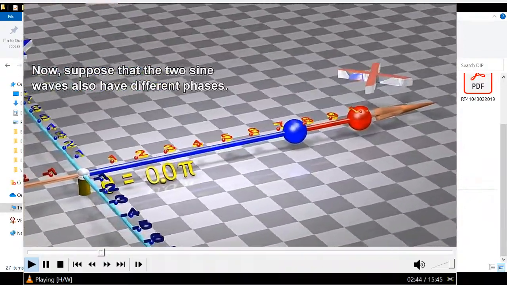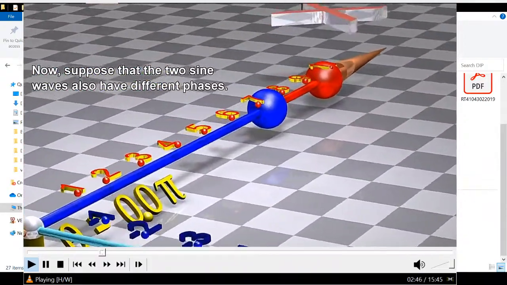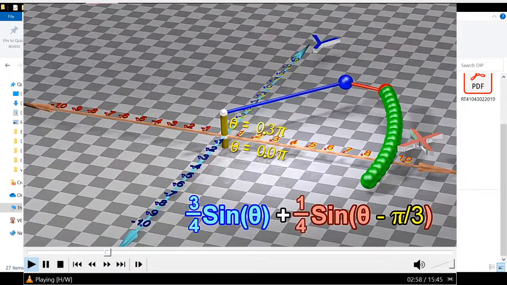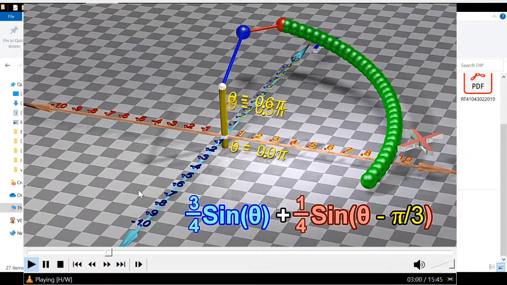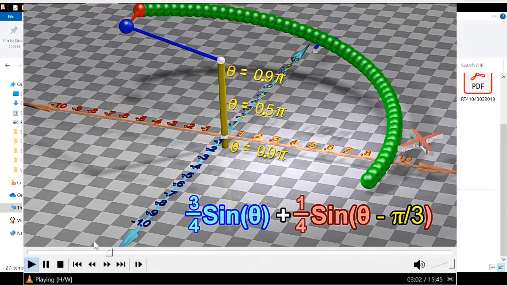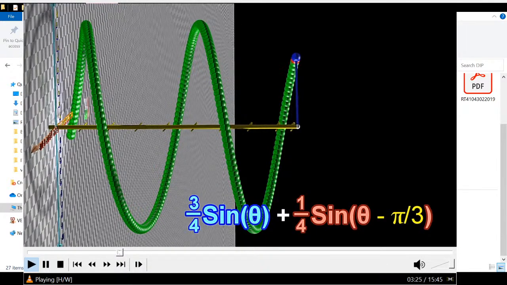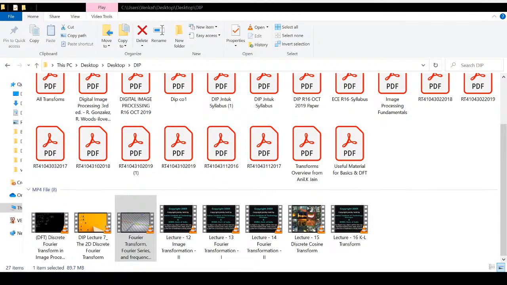Now, suppose that the two sine waves also have different phases. The sum of these two waveforms can be represented graphically like this. Of the exact same frequency, but the result can be represented graphically as shown.